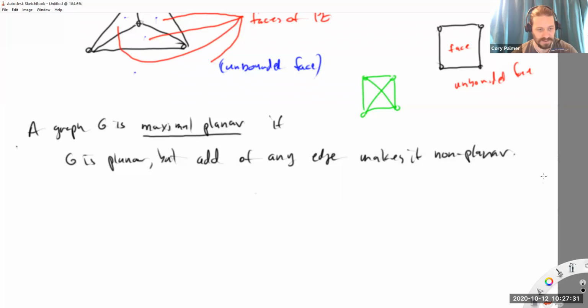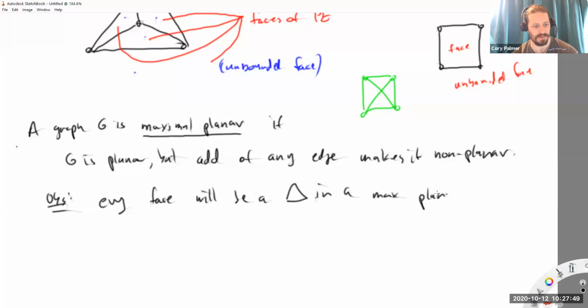Here's one check, actually. In a maximal planar graph, observe that every face, and actually this requires a bit of topology, but I'm going to gloss over it, will be a triangle, okay? In a maximal planar graph. Okay, and why is that? And even the unbounded face. And so when I say triangle here, I just mean bounded by 3 vertices. It may not be a straight line triangle.